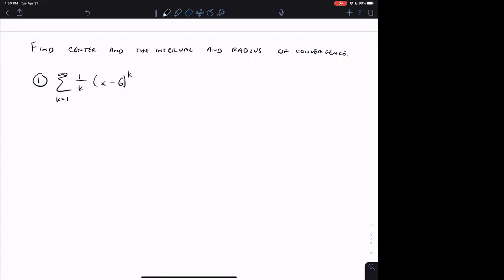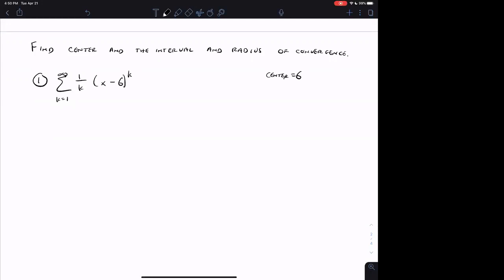So we're looking for three things: the center of the power series, the interval of convergence, and the radius of convergence. One of those things you can get by just looking at it. What can we get by looking at it? The center is what? It comes from x minus 6, but the center itself is 6 because it's what makes it 0. So the center is 6.